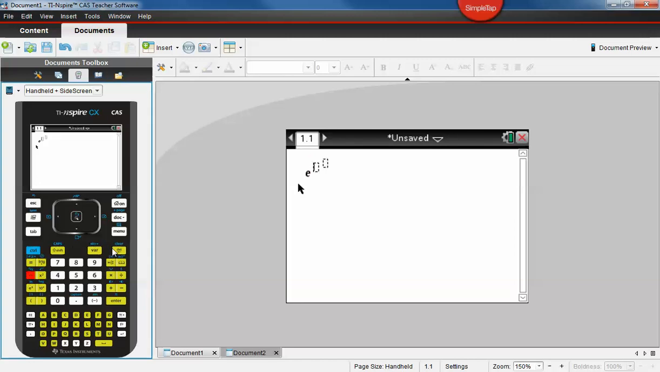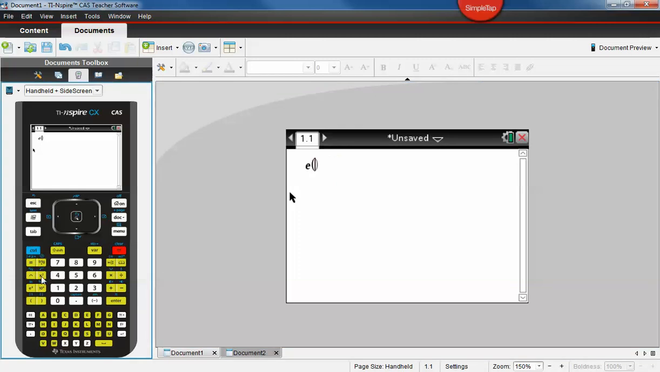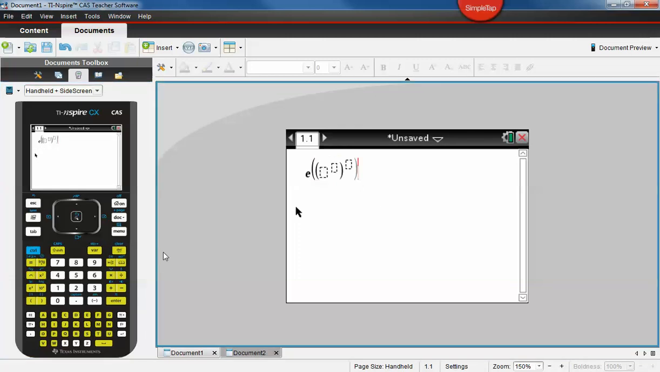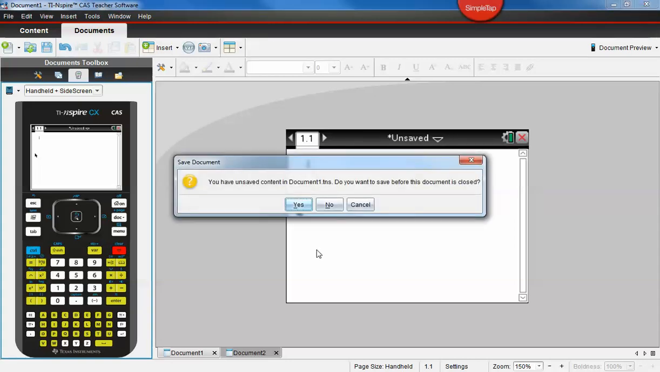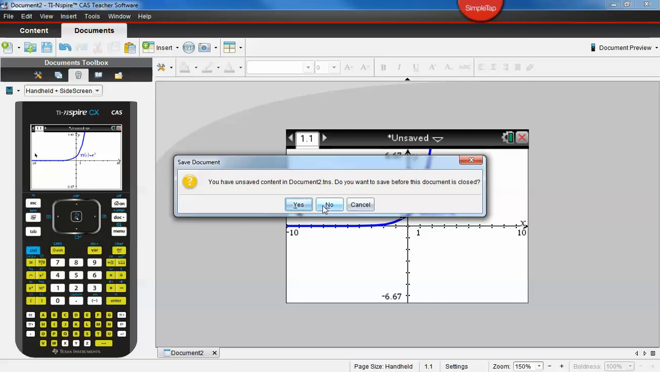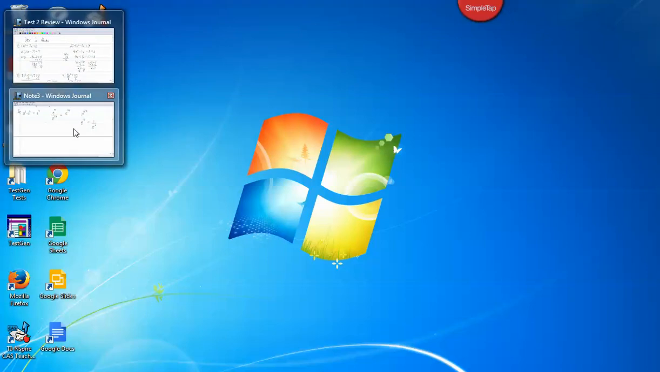I'll try. My mouse is double clicking. Well, believe me when I tell you e to the negative 100 is really, really, really small and close to 0. But e to the 100 would be really, really, really large. Okay? E to the negative 100 is 3.72 times 10 to the negative 44. So it's really, really small.